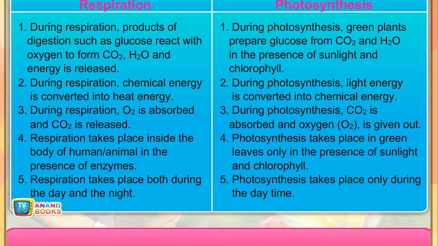Number 3. During respiration, O2 is absorbed and CO2 is released. During photosynthesis, CO2 is absorbed and O2 is given out. Number 4. Respiration takes place inside the body of humans or animals in the presence of enzymes. Photosynthesis takes place in green leaves only, in the presence of sunlight and chlorophyll. Number 5. Respiration takes place both during the day and the night. Photosynthesis takes place only during the daytime.